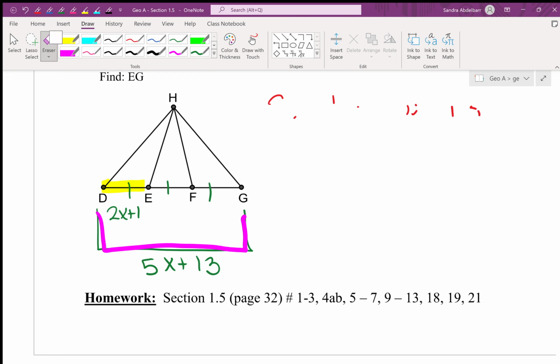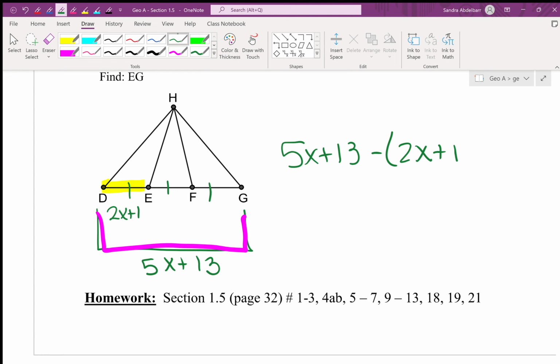Olivia? I can't hear you. So minus 2x plus 1, and then what? So you're saying 5x plus 13 minus 2x plus 1. Okay. Chase? 3 times 2x plus 1 equals 5x plus 13.